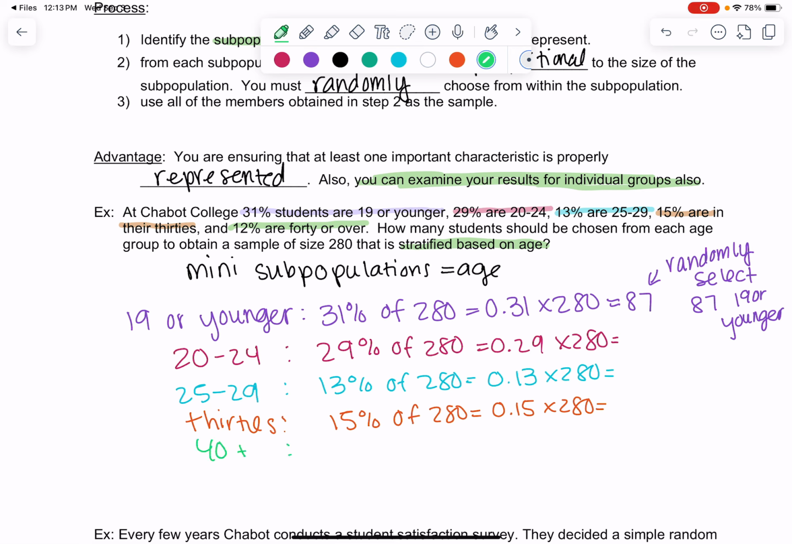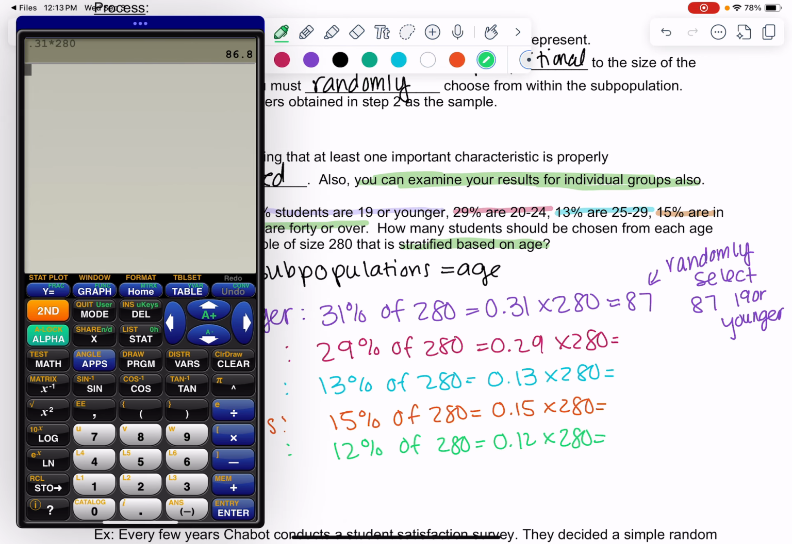40 or over was 12% of 280. So 0.12 times 280. So 40 and older is 12% of Chabot, so I want them to also be 12% of my sample. So I'm going to go ahead and start multiplying, and then we'll check that we have 280 students in our sample. So for my 20 to 24, I should have 81. I'm going to round down.